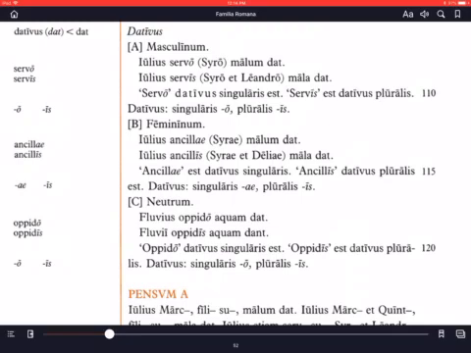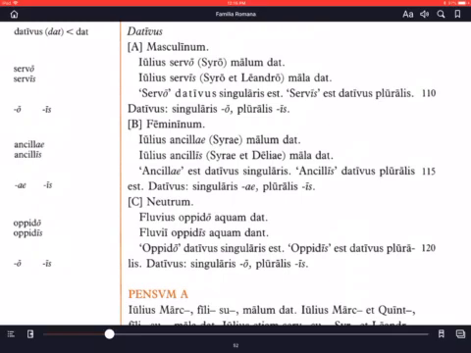Femininum, feminine examples. Julius ancillae Sirae malum dat. Julius gives an apple to the maidservant Sira. Julius ancillis mala dat. He gives apples to the maidservants, ancillis plural. And of course that's Sira and Delia. Ancillae est dativus singularis, dative singular. Ancillis dativus pluralis, dative plural.